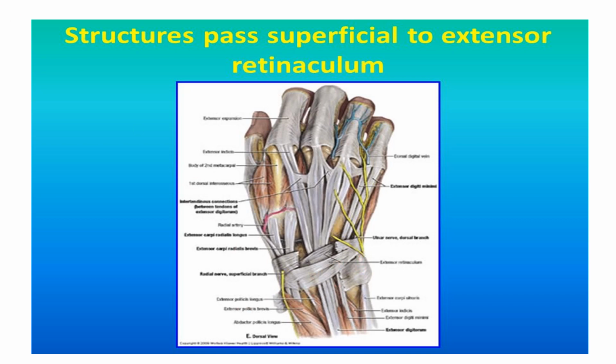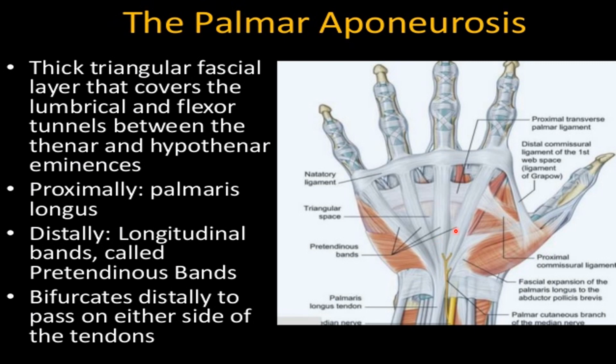The extensor retinaculum is the deep fascia on the back of the wrist, and now the palmar aponeurosis, it is the thickening of deep fascia which is on the palm of the hand, and it is a triangular thickening of the deep fascia in the central area of the palm of the hand, and it covers the lumbrical and flexor tunnels between the thenar and hypothenar eminence.